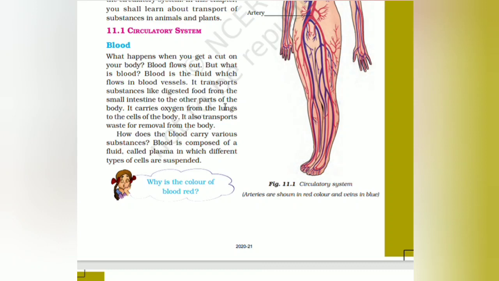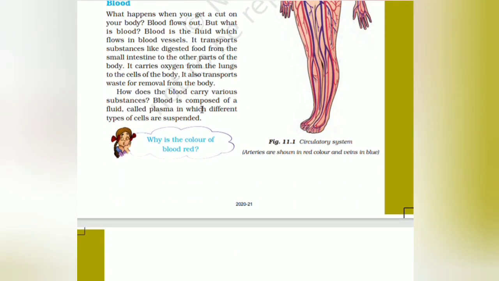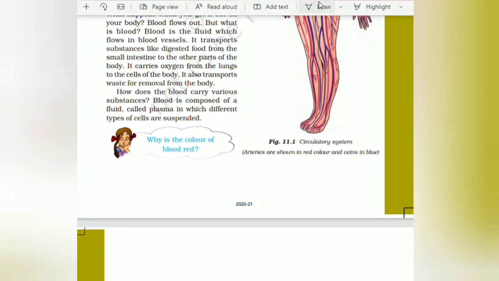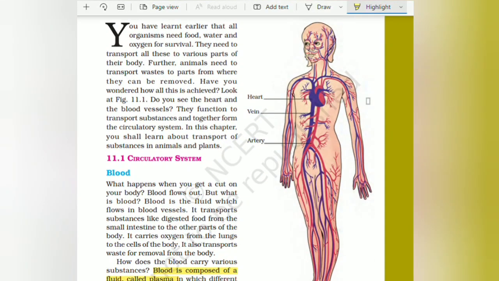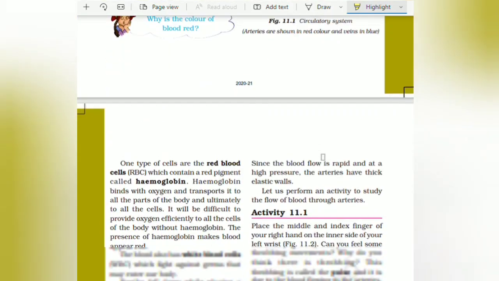How does the blood carry various substances? Blood is composed of a fluid that is referred to as what? Plasma. In plasma, different types of cells are suspended. Here we can see the heart, the vein in blue color, and the artery in red color.